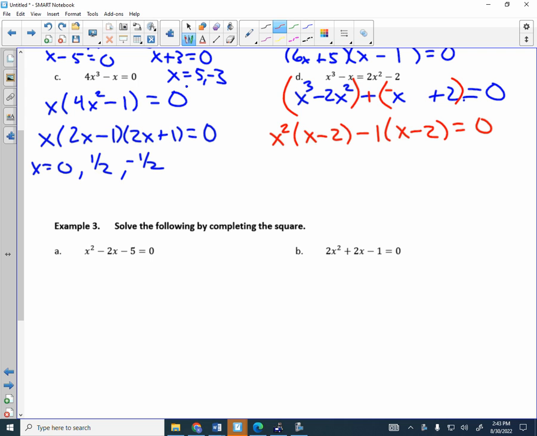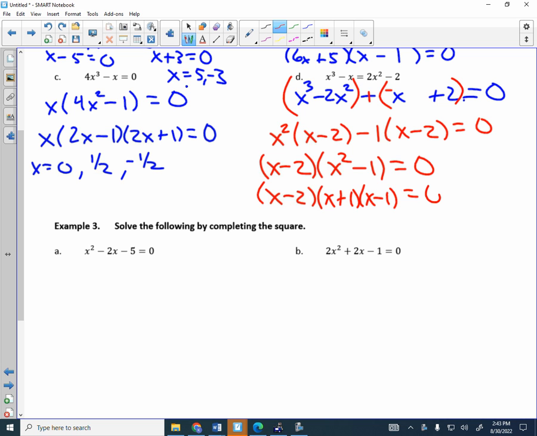Great. Factoring by grouping, I found a common factor. What common factor do these both now share? x minus 2 times x squared minus 1 is equal to 0. Does that factor? Yeah, x plus 1 and x minus 1. So therefore, you have x is equal to 2 and plus or minus 1.